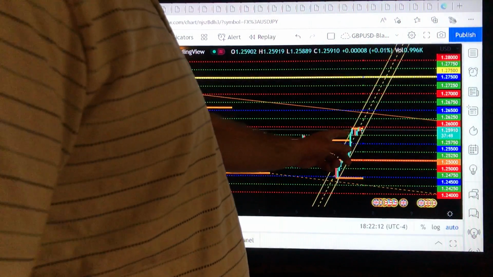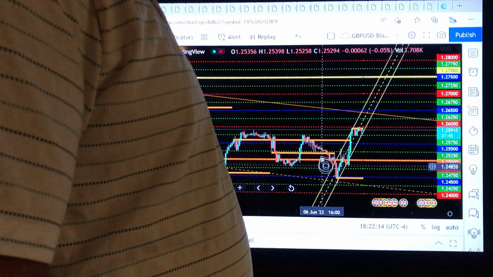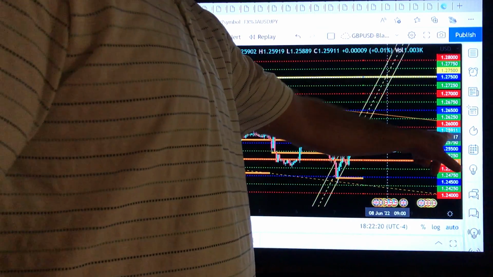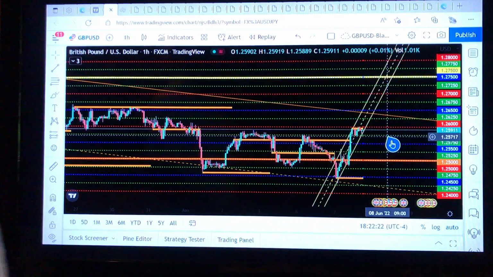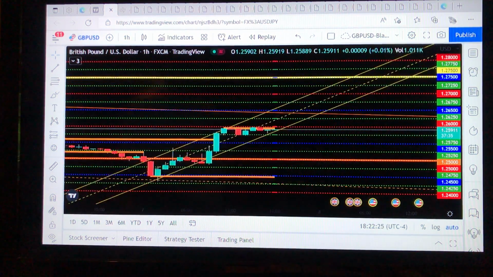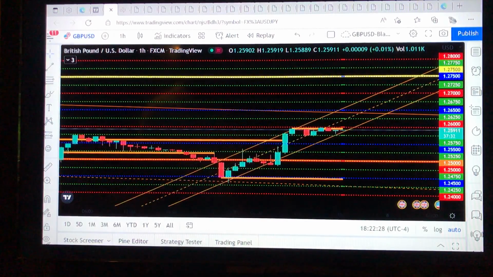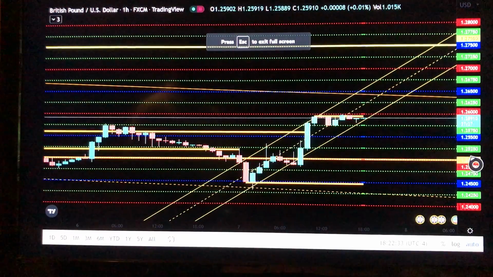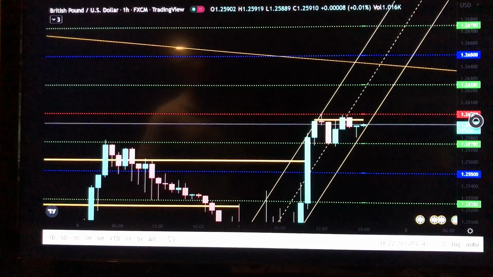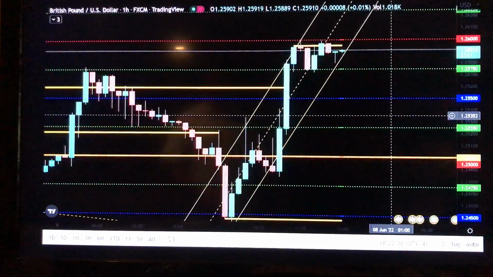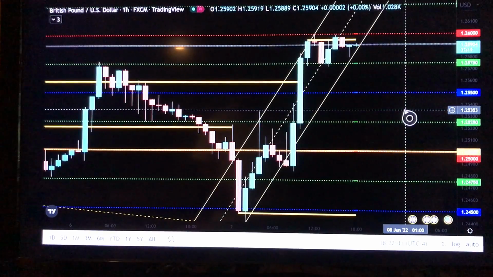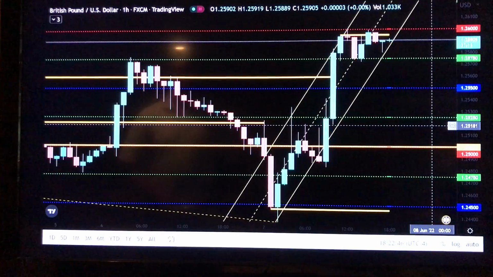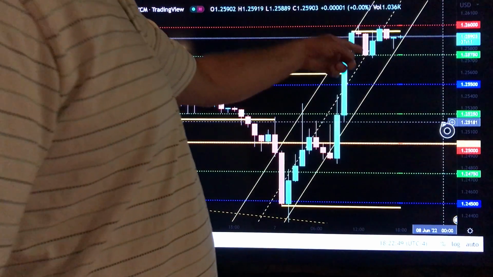Because we had a retest of this level. That level is 1.25750. Okay, that's what that level is. All right, so if we zoom in on that, you see, we just tested that level. See this? We had this test and this test.